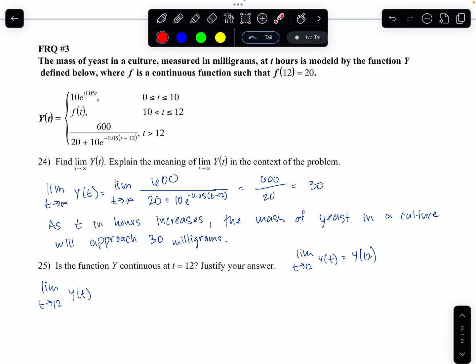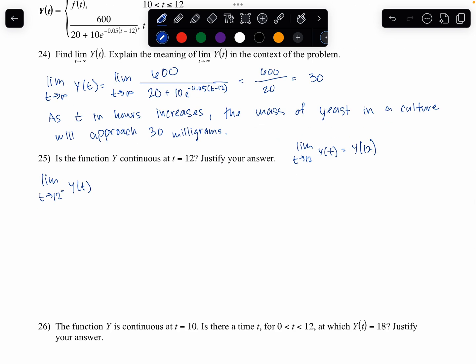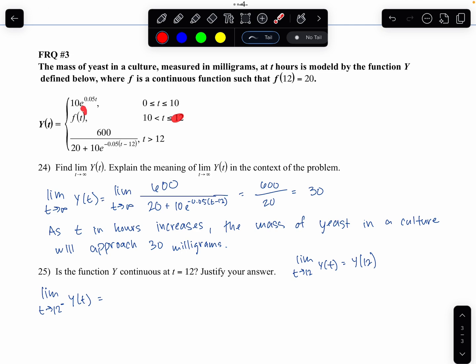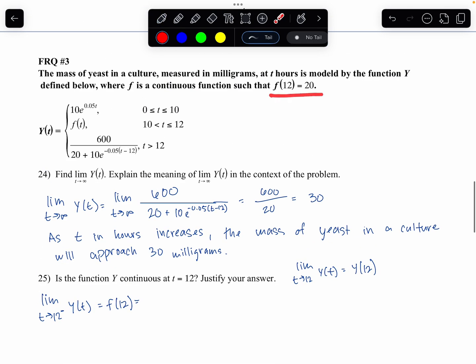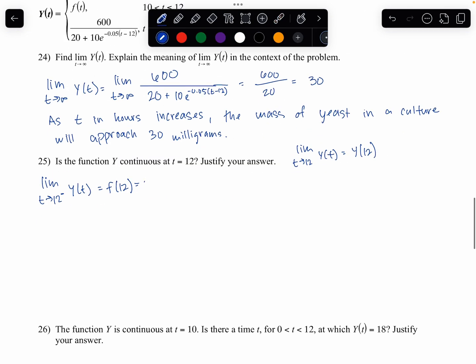We would have to evaluate it from both sides. So from the left side, we need to plug in 12 for this function. So we're going to get f of 12, and f of 12 is given to us as 20. So this is going to be equal to 20.